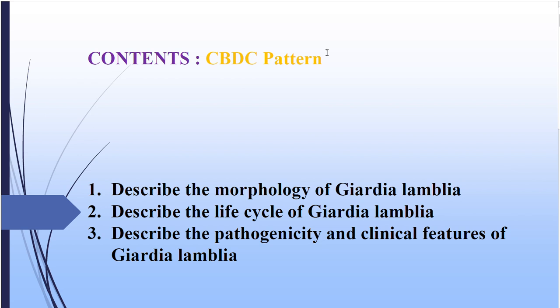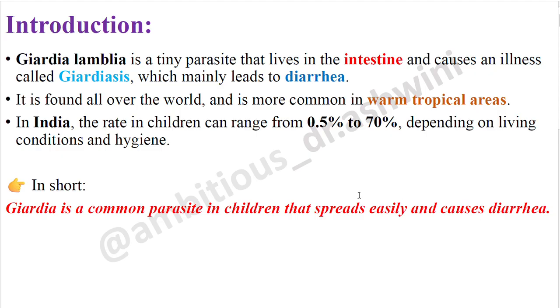According to the CBDC pattern of second year BHMS pathology students, the contents are: describe the morphology of Giardia lamblia, describe the life cycle of Giardia lamblia, describe the pathogenicity and clinical features of Giardia lamblia. So, we will see it one by one. Firstly, we will see the introduction of Giardia lamblia.